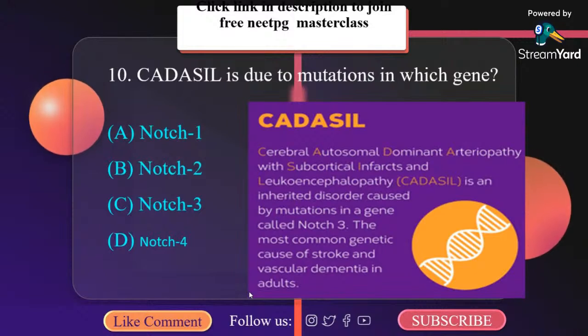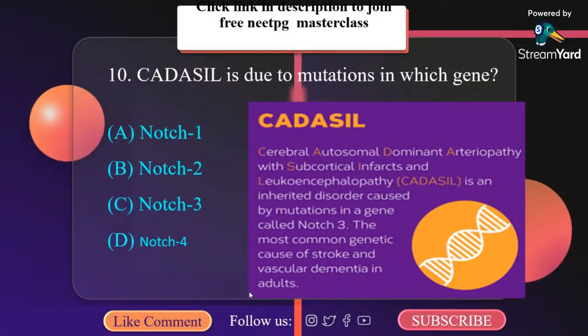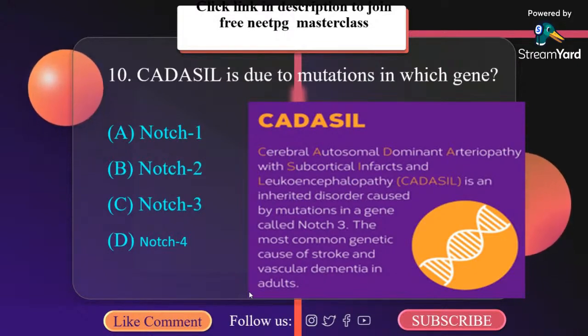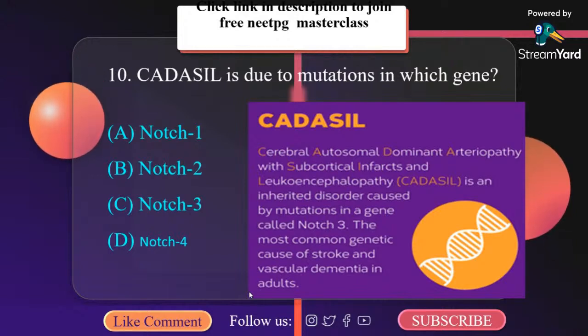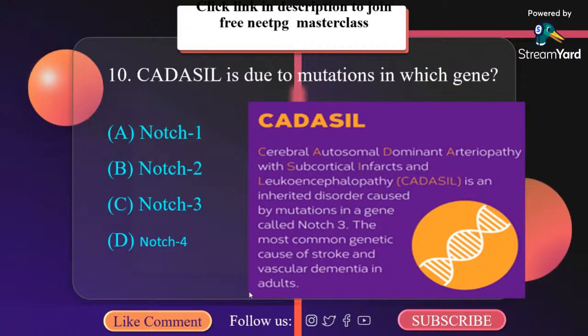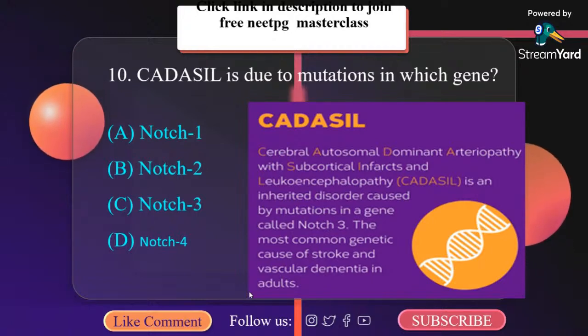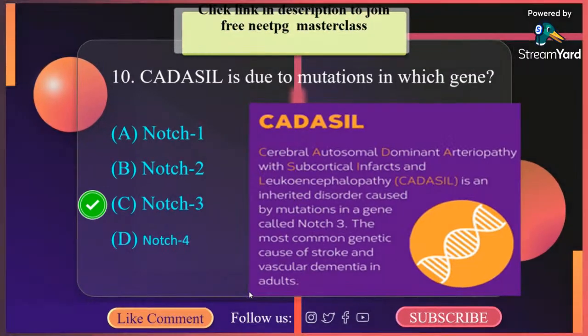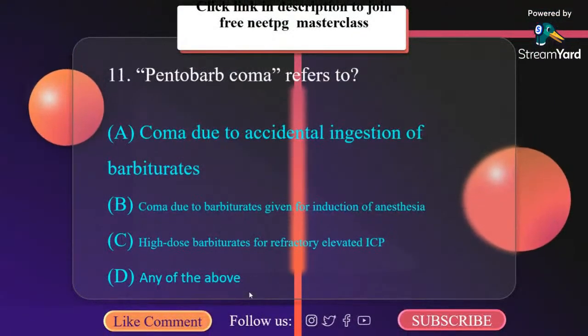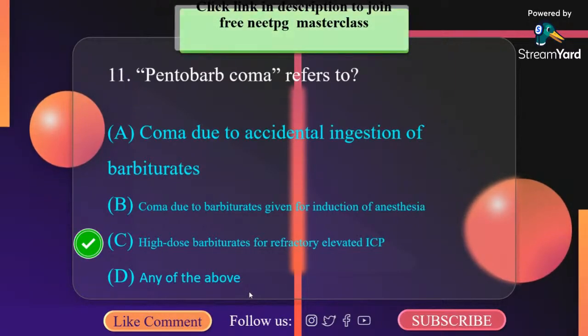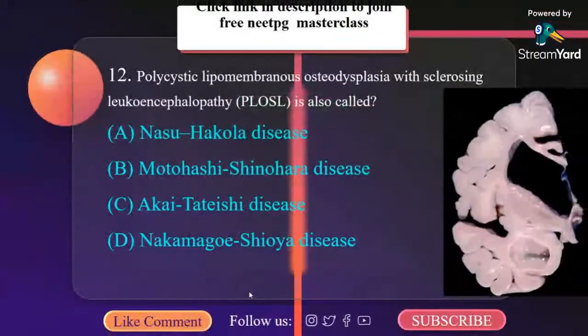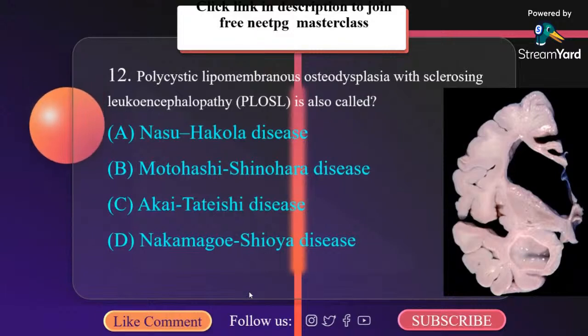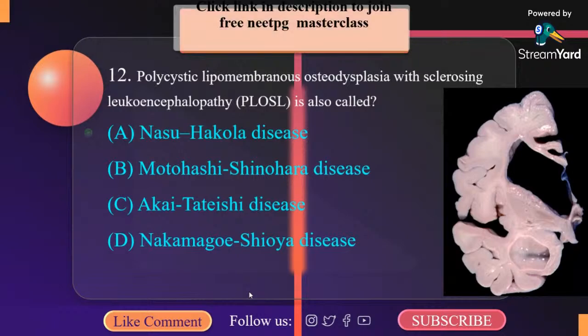CADASIL is due to mutation in which gene? CADASIL means cerebral autosomal dominant arteriopathy with subcortical infarcts and leukoencephalopathy. It is an inherited disorder caused by mutation in a gene called Notch3, the most common genetic cause of stroke and vascular dementia in adults. It is Notch3. Pentobarbital coma refers to high dose of barbiturate for refractory elevated ICP. Polycystic lipomembranous osteodysplasia with sclerosing leukoencephalopathy is also called Nasu-Hakola disease.